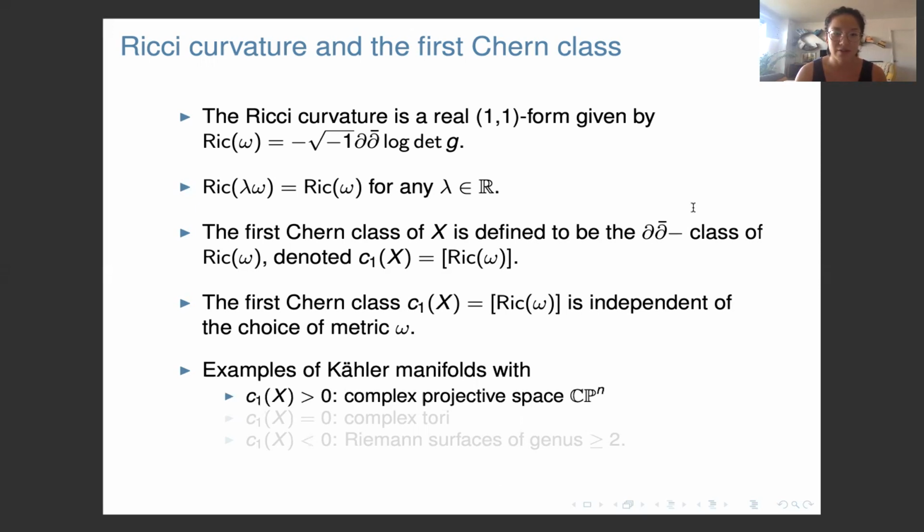In the case where you have positive first Chern class, which we call the Fano case, a concrete example of this would be complex projective space, CP^n. In the Calabi-Yau case, which is when the first Chern class vanishes, we have complex tori. And in the case of negative first Chern class, we have Riemann surfaces of genus at least 2. Of course, the first Chern class doesn't have to be signed, but the cases where it is signed are just easier to work with.